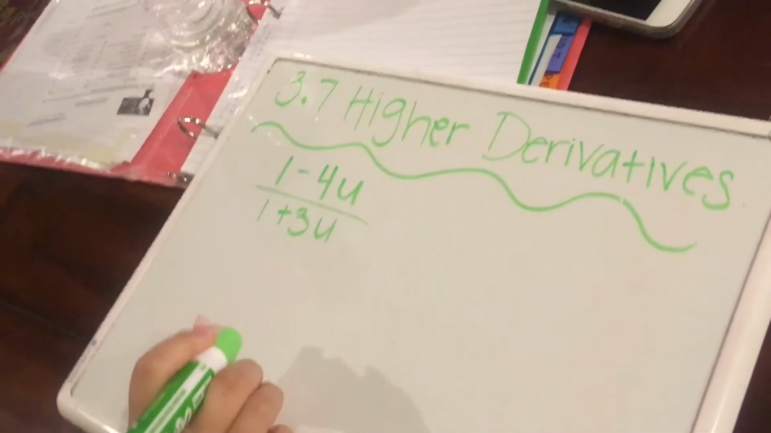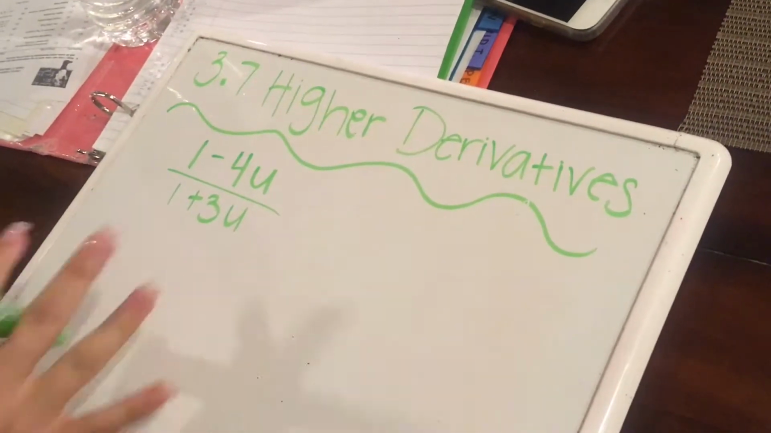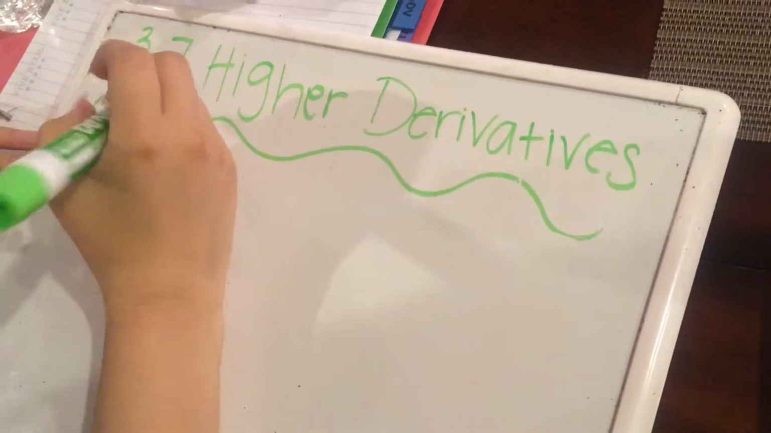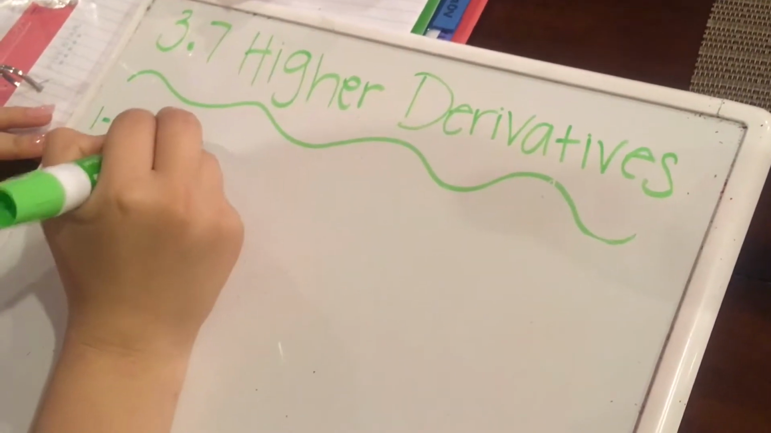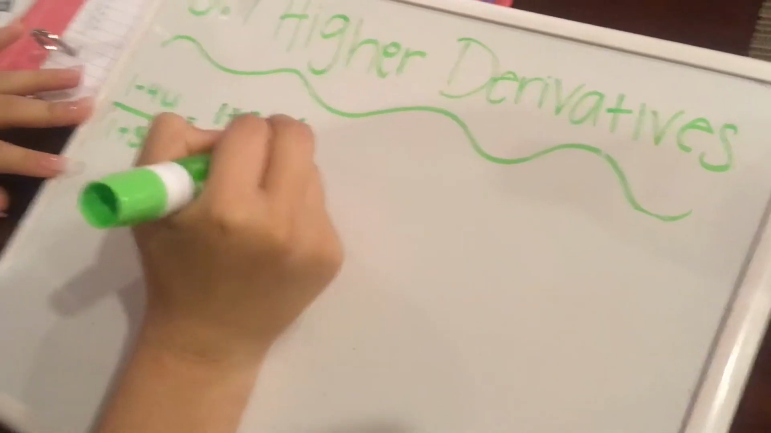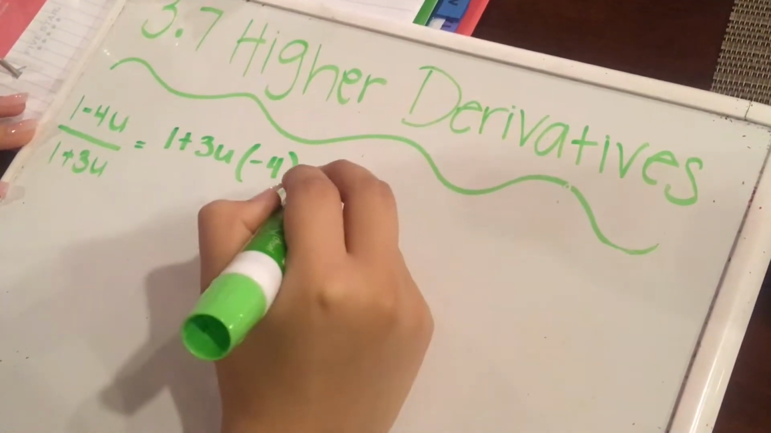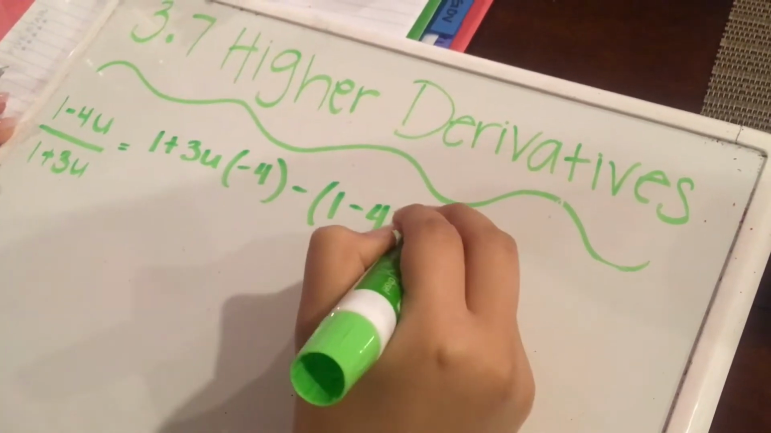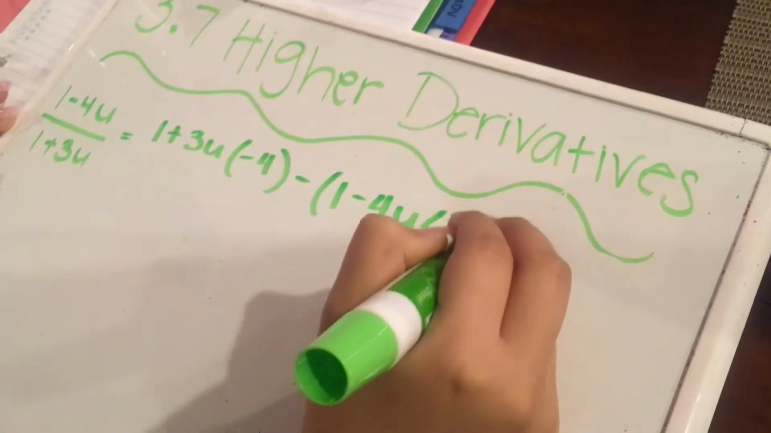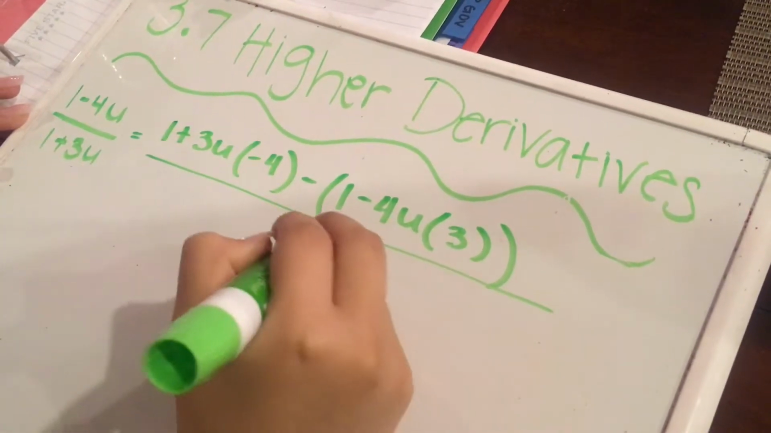So a higher derivative is basically just finding the derivative of your first problem and then using that answer to find another derivative. Okay, so the first step in this problem is quotient rule. So that's bottom times derivative of the top, which is negative 4, minus the top times the derivative of the bottom, which is 3, over the bottom squared.